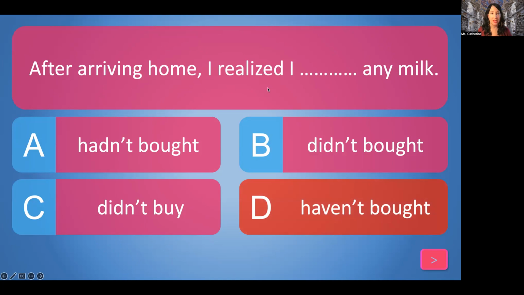Realized is a simple past. So what would this be? A? That's right. Okay, completed past. It happened in the past and it completed in the past, okay? After arriving home, I realized, that's past closest to the present, and hadn't bought would be the past, okay? Past tense, and it completed up to now, because we're saying, oh my God, I came home and I didn't buy milk. I realized I hadn't bought any milk, okay? How many people say I didn't buy milk, right? Right? We do this a lot. This is informal English. This is what we call formal English, okay? But no worries here.